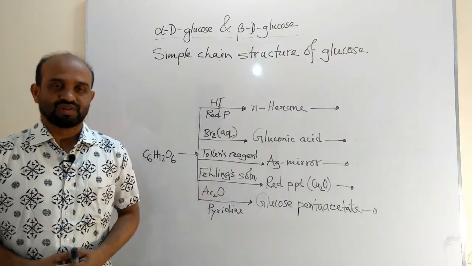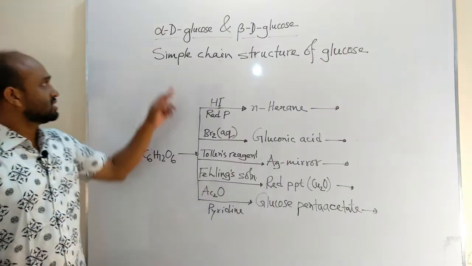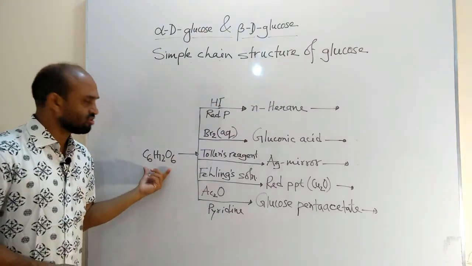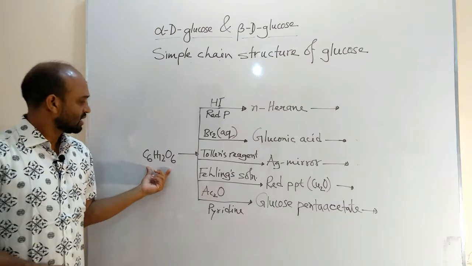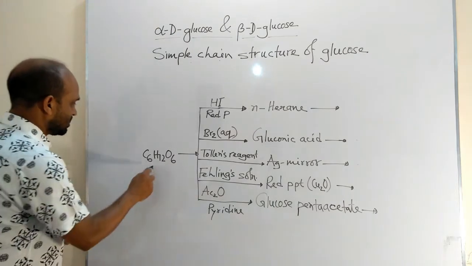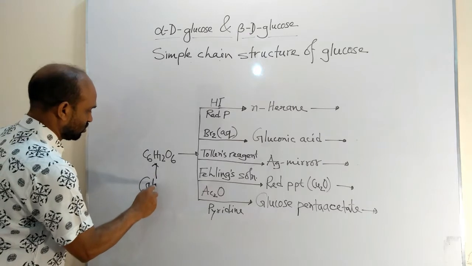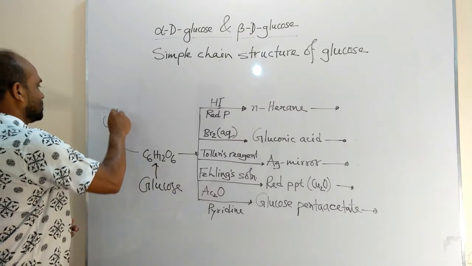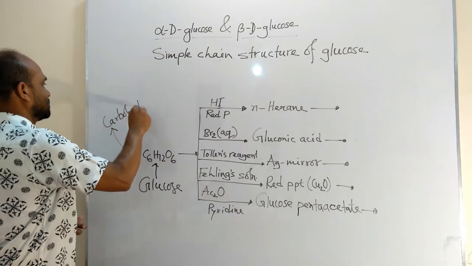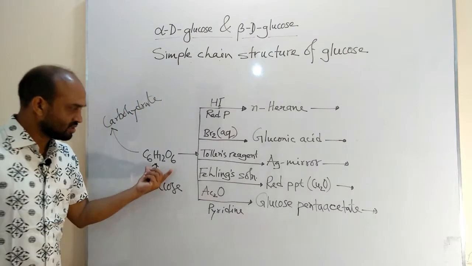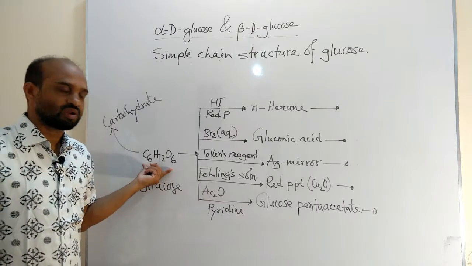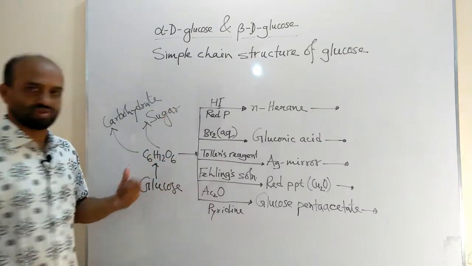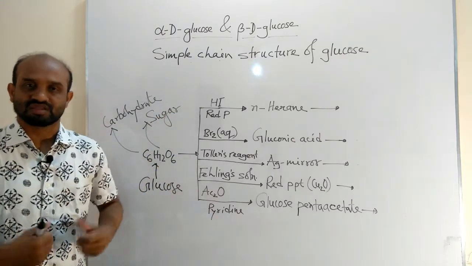My students, first of all we will try to learn the simple chain structure of glucose. This is the molecular formula of glucose we know, and let's write the name of this compound, that is glucose. It's a kind of carbohydrate, and this is a member of sugars, so it's a kind of sugar. But what is its structure formula?